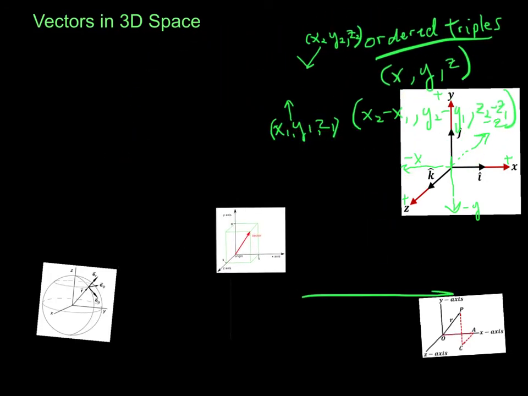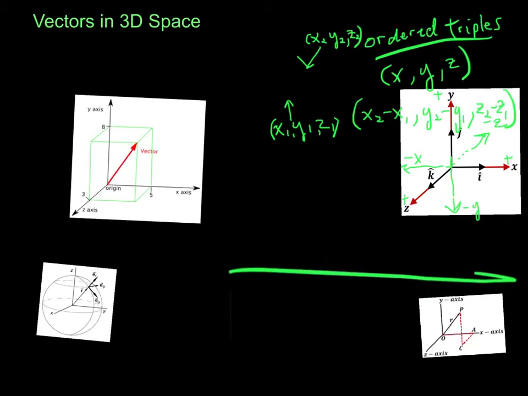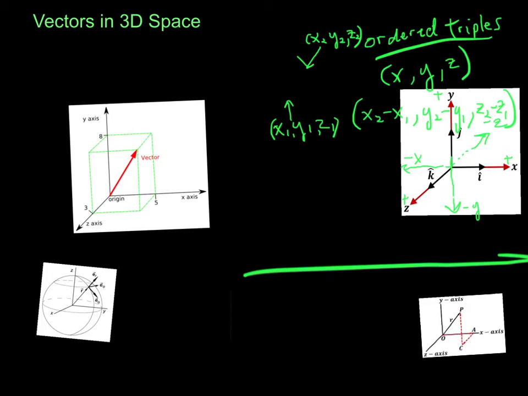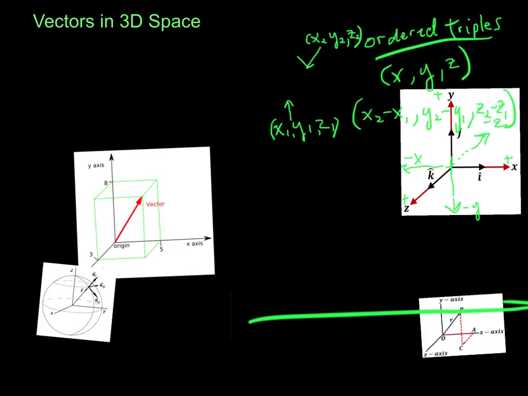Let's look at this example right here. Now I'll just leave that line there. This one's already translated down to the origin. As you can see, it's starting at the origin and going up here in space. So that's 0, 0, 0: 0 on the x, 0 on the y, and 0 on the z.